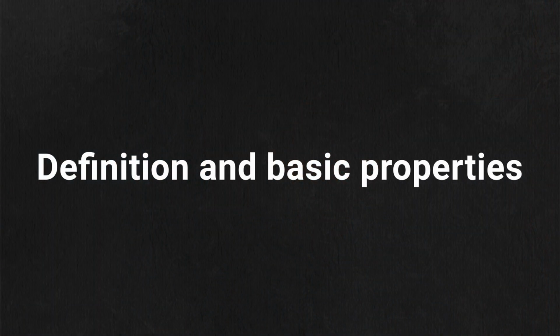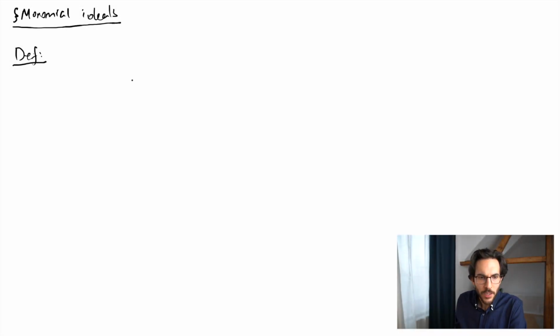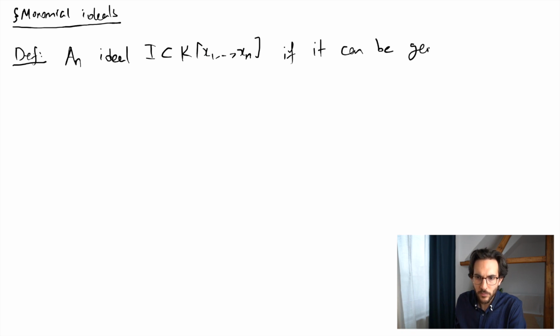Let's make this official and let's define monomial ideals properly. So an ideal of a polynomial ring will be called a monomial ideal if it is generated by monomials. Of course, you could have a non-monomial basis, but in the end, if I can find a monomial basis for it, then it's a monomial ideal.